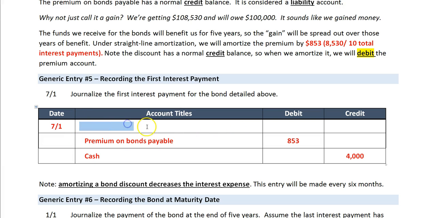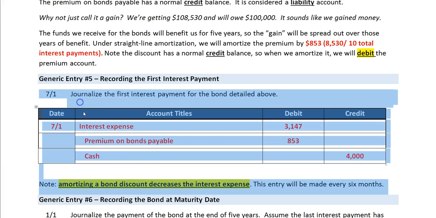The offset here will be to interest expense again. But this time, you notice, to balance it out, we have to subtract the two numbers. And that's what the premium does. It effectively reduces our interest expense. So amortizing a bond premium decreases the interest expense. And this same entry would be made every 6 months for 5 years.